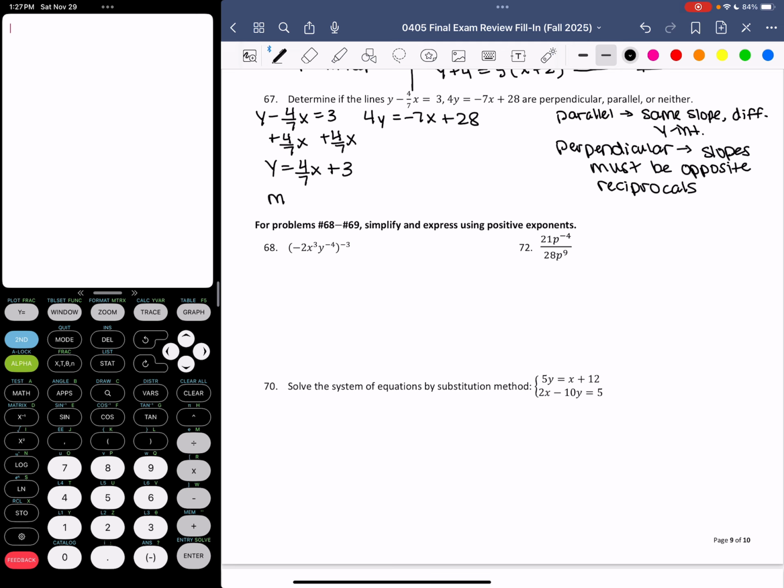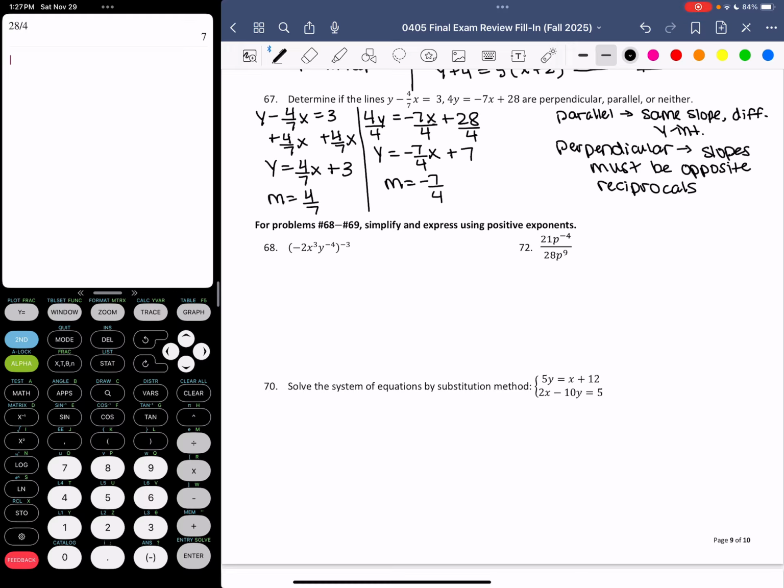So my slope here is 4/7, okay? Now my y-intercept is plus 3. I'm just going to leave that alone for now. All right, now I'm going to look at my other equation. I need to divide everything by 4 to get y by itself. So y equals negative 7 over 4x plus 28 divided by 4, 7. Okay, so my slope here is negative 7 over 4.